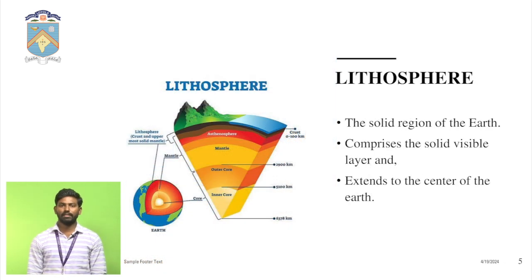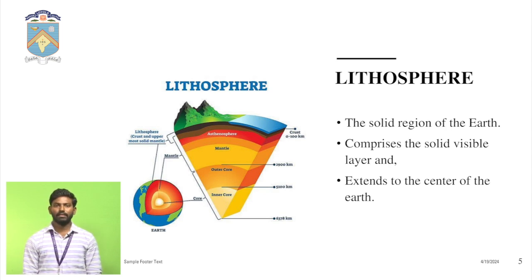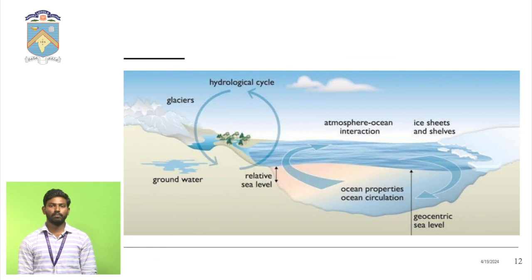Lithosphere is nothing but something related to land, where we have the earth, mantle, crust and core. These are the things which come under the lithosphere. And the first part, the solid part of the earth, comes under lithosphere. Whereas the next one will be hydrosphere.